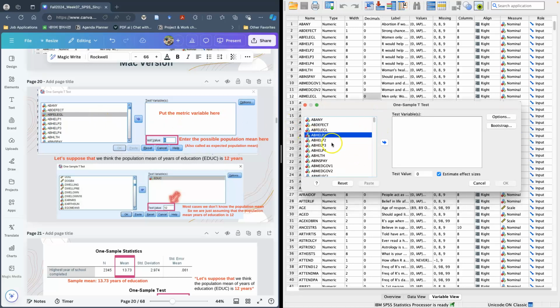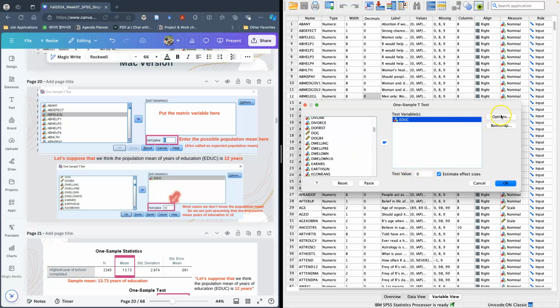We are choosing the EDUC variable, which is a continuous or metric variable, because to calculate the mean, a nominal variable is not available and an ordinal variable is not available. So only a metric, continuous variable can be used for this test. So you can go to the EDUC variable and click here.